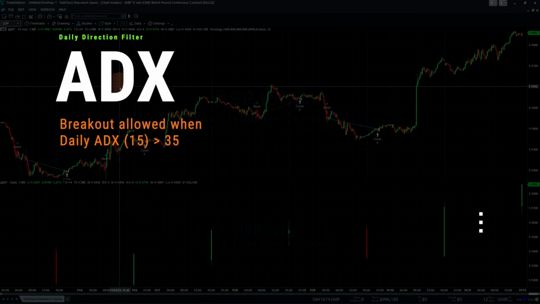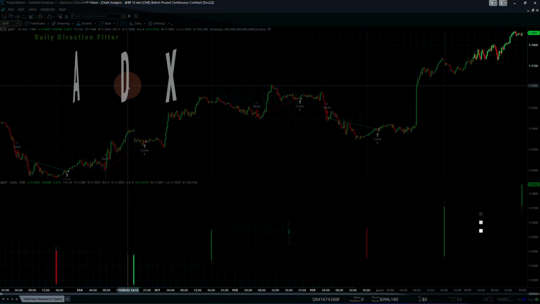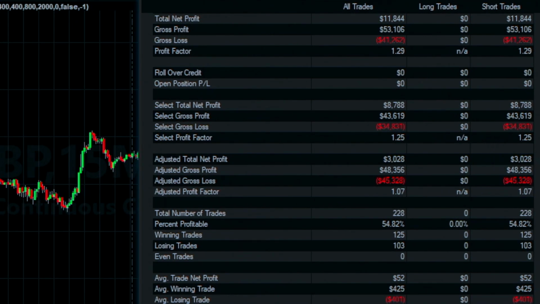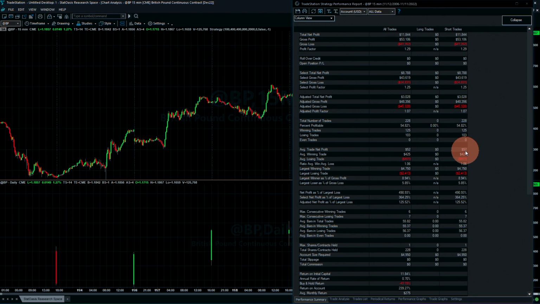So this is now the daily time frame of the same data. Again, we're starting in 2006. And now we added the filter, which is the ADX greater than 35. And this is our test result. So we have now 11,000, but now we are making $52 on average. So again, remember we had the best optimization at 38, but with a simple filter, we reduce our trades to 228 and $52 average trade.